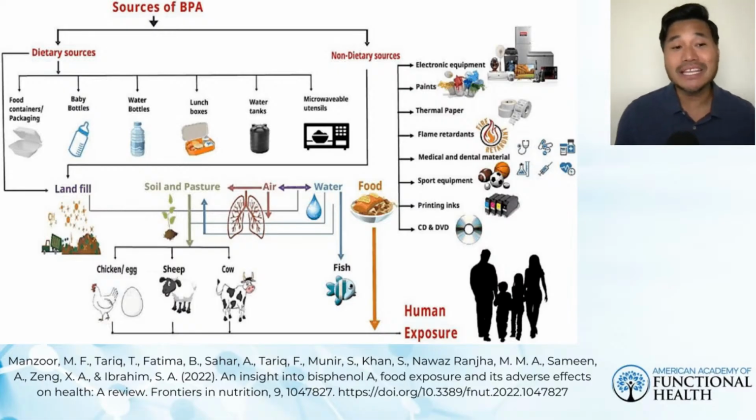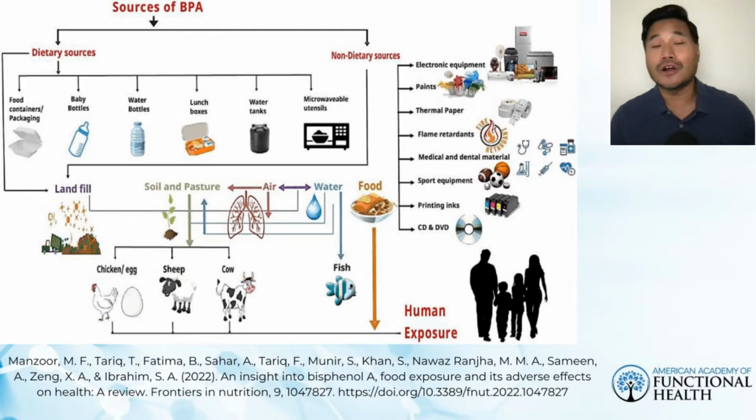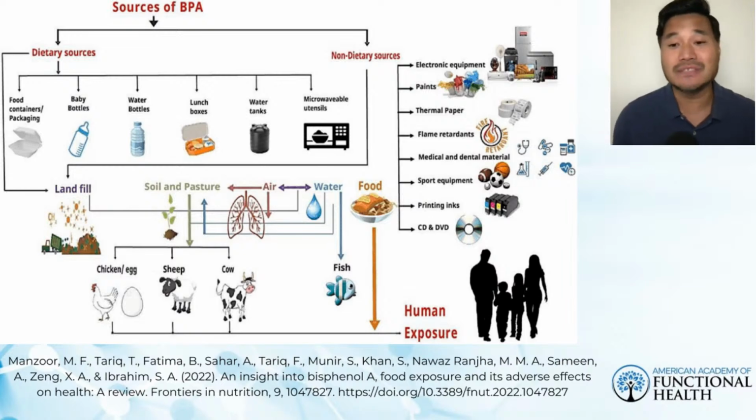And then we can even get contaminated through the landfill. We see this in the middle here, through our soil, our air, our water, our food, that can either be directly or indirectly exposed through those aspects. And this can affect the humans through these different exposure routes.